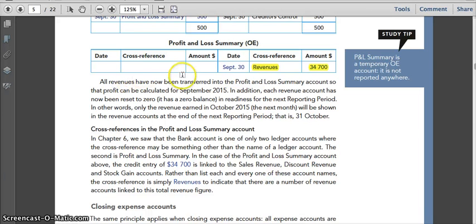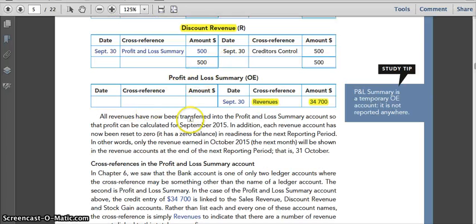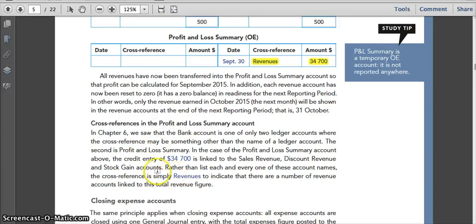Now that all the revenues have been transferred to the profit and loss summary account, profit can be calculated. And as you can see, the account's been reset to zero, so that the next month or the next period, it can continue on. The important thing is that it is a summary account. When we're moving the revenues across, we total all the revenues, and our cross-reference is simply revenues and profit and loss summary account.